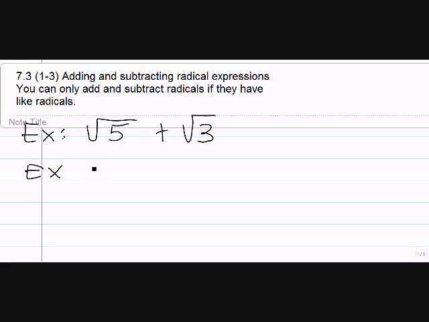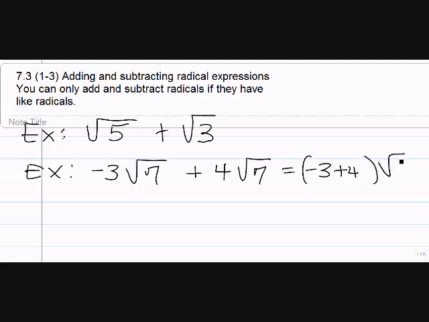But if I have negative 3 times the square root of 7 plus 4 times the square root of 7, those two radicals are alike. So I can add or subtract the numbers that are being multiplied by those two radicals. So that is the same thing as negative 3 plus 4 times the square root of 7, which would be 1 times the square root of 7, better known as the square root of 7.